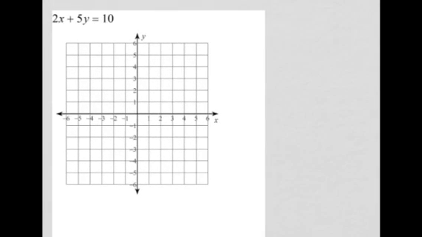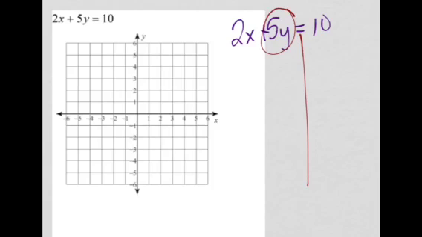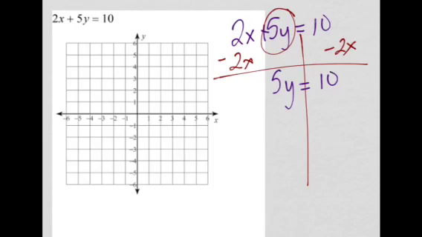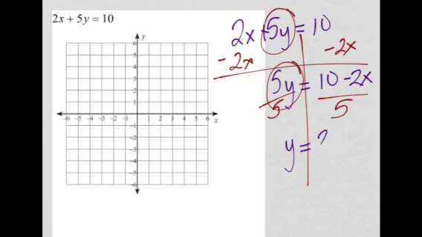We are going to do the exact same thing on this one. I have 2x plus 5y equals 10. So I begin by circling, drawing my line, and subtracting the 2x from both sides. So now I have my 5y equals 10 minus 2x. So then, circle it, divide it by 5, divide it by 5, and I'm left with y equals 10 divided by 5 is 2. Negative 2 divided by 5 is written as negative 2 divided by 5x.